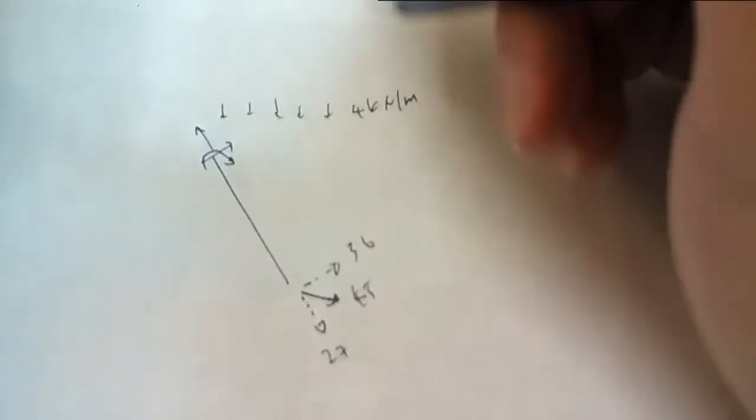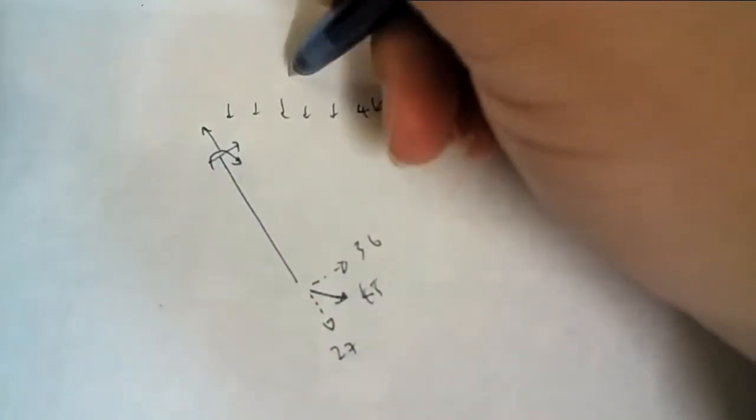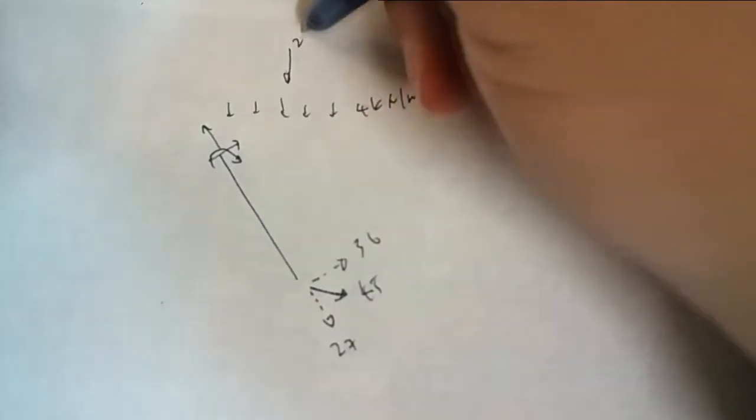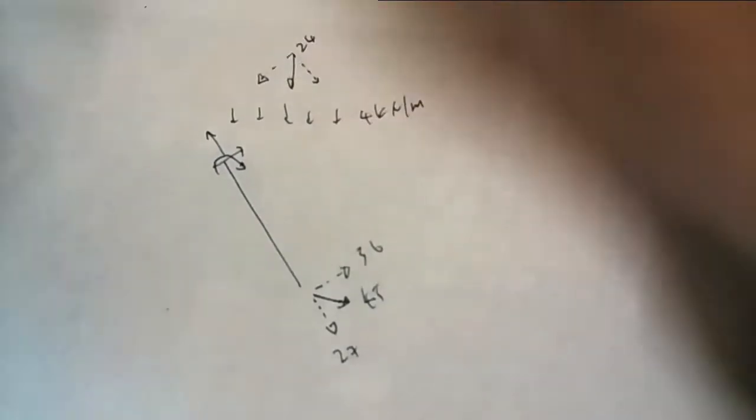45. Do you remember that we decomposed this into 27? Okay, and then what is this? 36. Okay, from here we decompose the load. And then we can do a similar trick for this one. The total loading here is 24. You can decompose it into two directions.